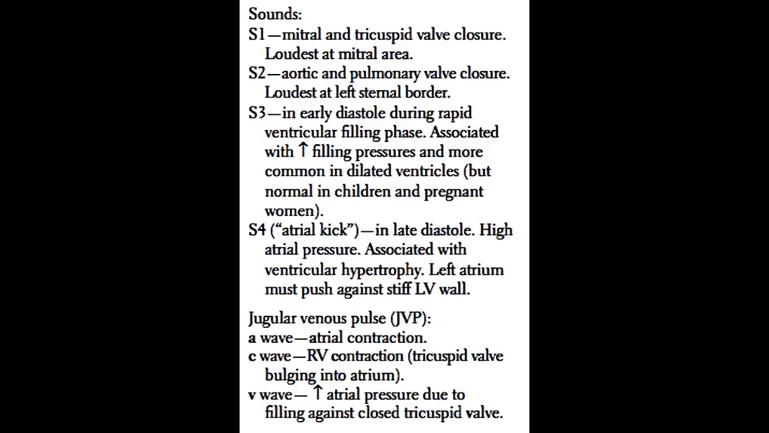Remember that S1, or the first heart sound, is caused by the closure of the mitral and tricuspid valves, and it is loudest at the mitral valve listening post, which is the mid-axillary line in the fifth intercostal space. S2, or the second heart sound, is caused by closure of the aortic and the pulmonic valves. S2 is best heard at the upper sternal border, both at the left and the right side.